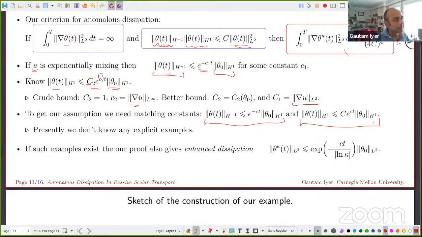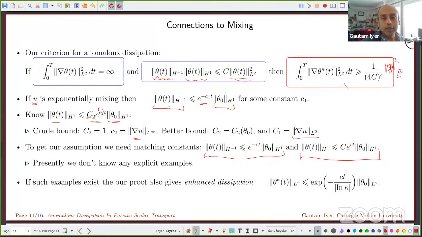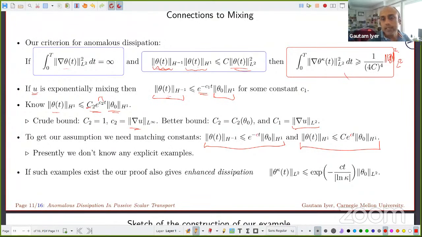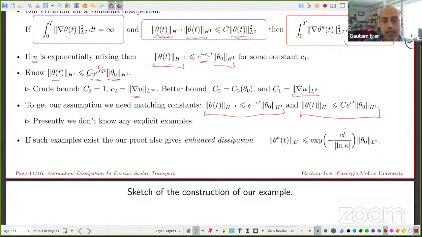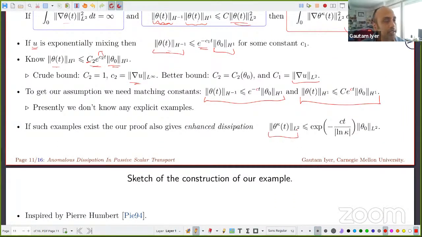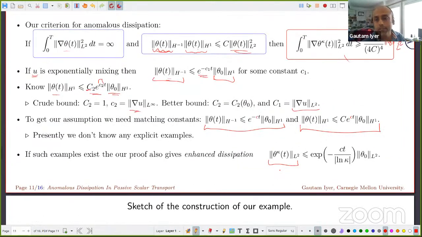I have no examples. I don't have a single example of a flow and even one initial data that gets mixed optimally. In fact, if it does, it would address a few things I spent some time thinking about. In the sense of enhanced dissipation, how fast do solutions to the advection diffusion equation lose energy? Normally, it's e to the minus kappa t. But if you have this fantastic assumption here, you actually get e to the minus t divided by log kappa. It's better than you can just get in terms of mixing assumptions. I spent some time thinking about it and I couldn't do it.